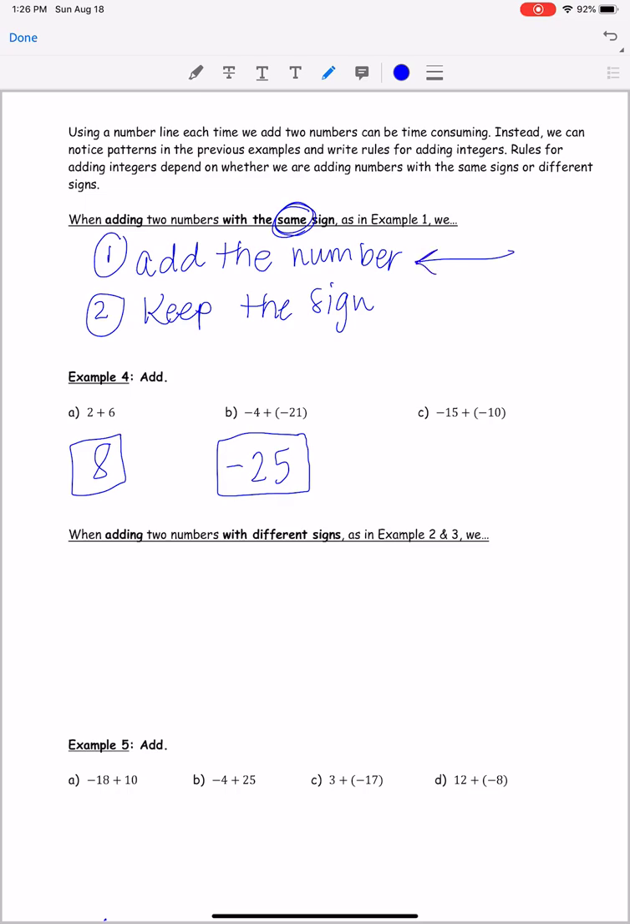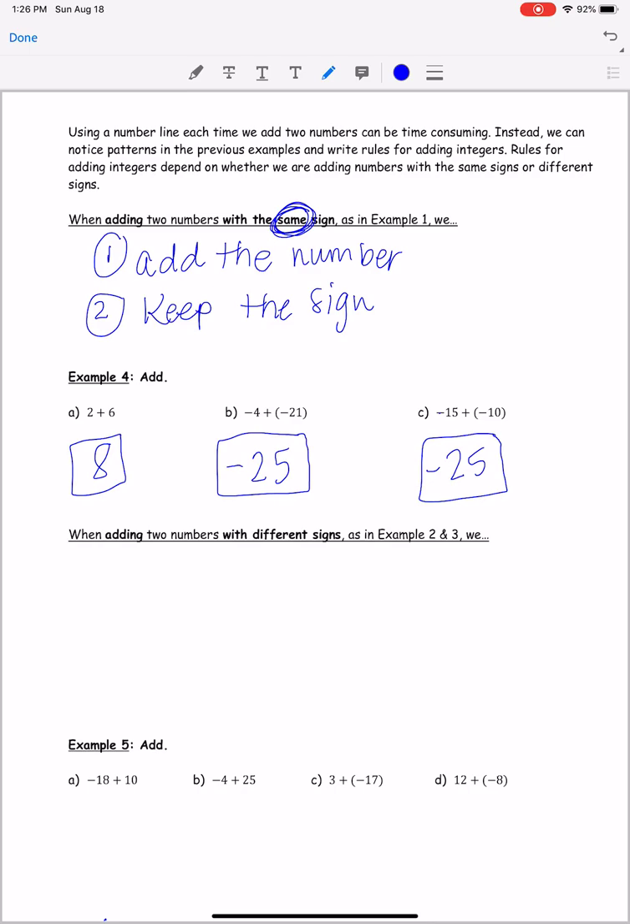So my first thing is to add the numbers. 15 plus 10 is 25. And then step 2, keep the sign. And so since it's negative and negative, it means that this is a -25. So that is when they are the same sign.